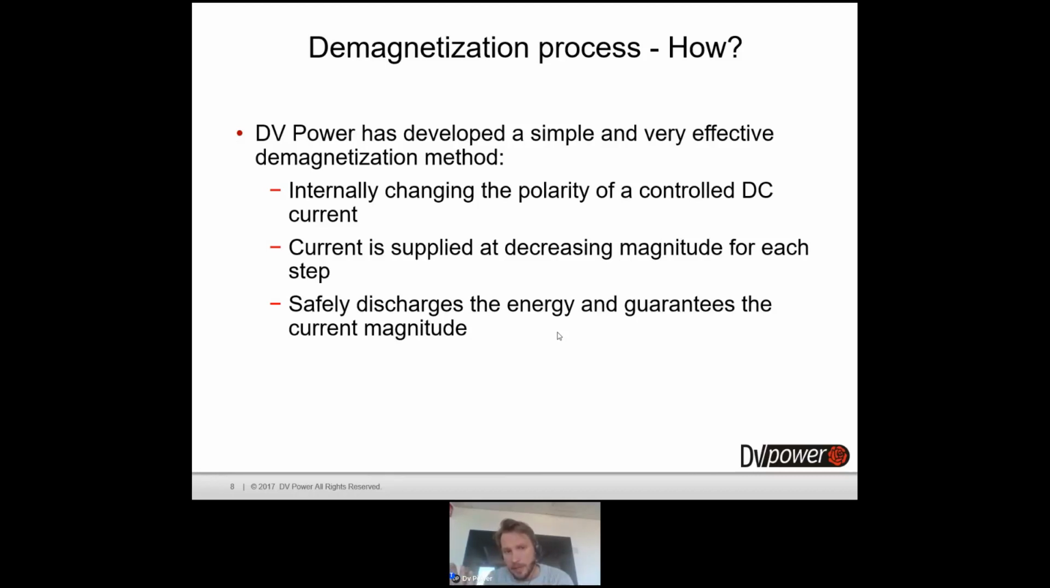Basically, everything we can do there is use nominal frequency AC voltage, 50 or 60 hertz, and we increase that voltage until core saturation, and then we decrease that voltage down to zero. And in that case, we will demagnetize our transformer. The same process can be performed for a power transformer, right?